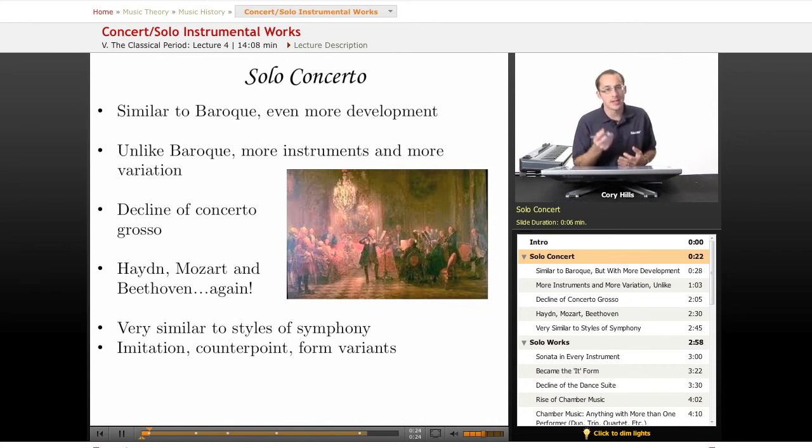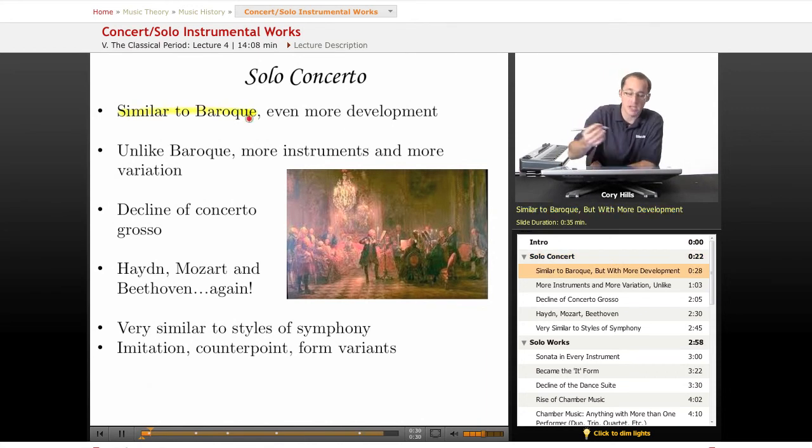The solo concerto in the classical period is going to be very similar to the Baroque, just with even more development. Now, if you remember, it's a soloist with orchestra, meant to showcase the virtuosic capabilities of the instrumentalist or the instrument itself. And not much has actually changed with that in the classical. We have that same format, because if you remember, it was a late developing form in the Baroque, so it landed into the classical and just continued.